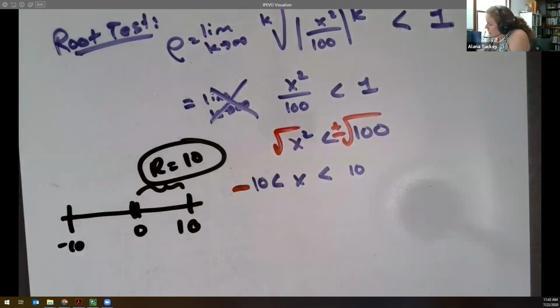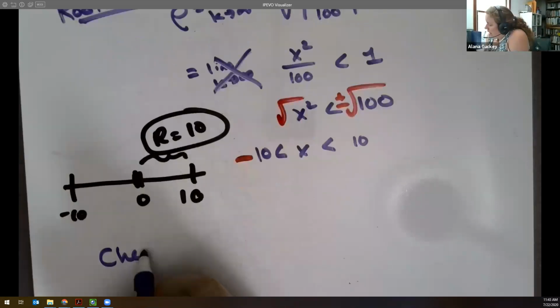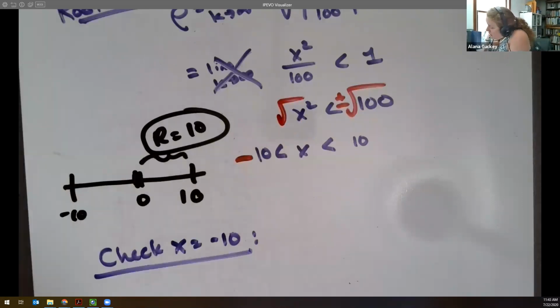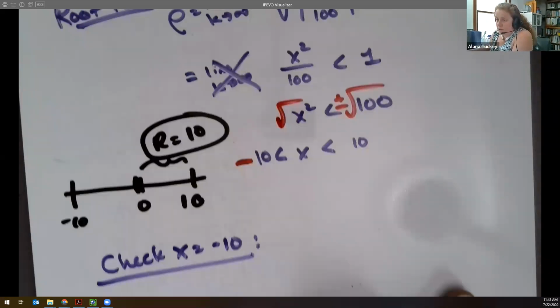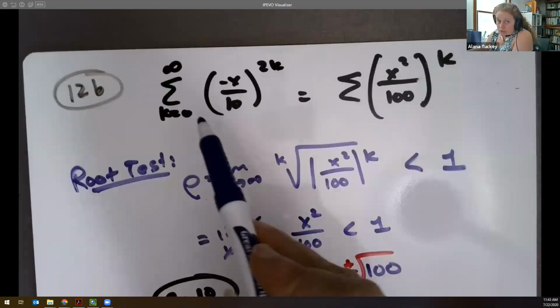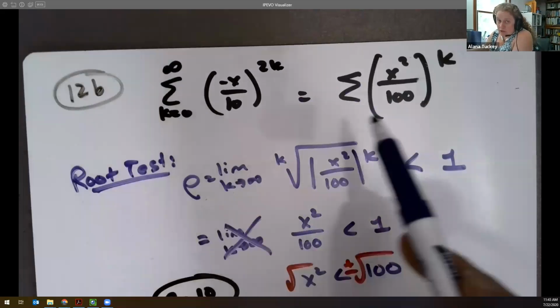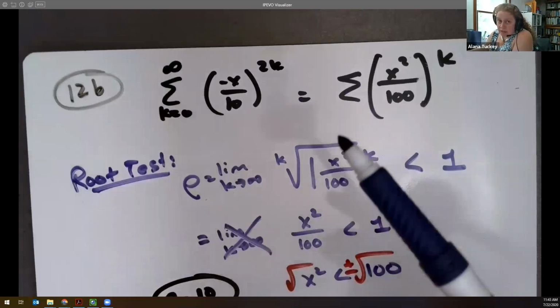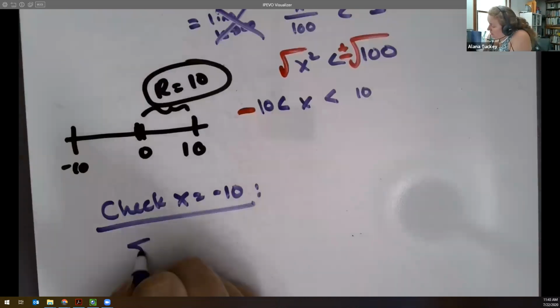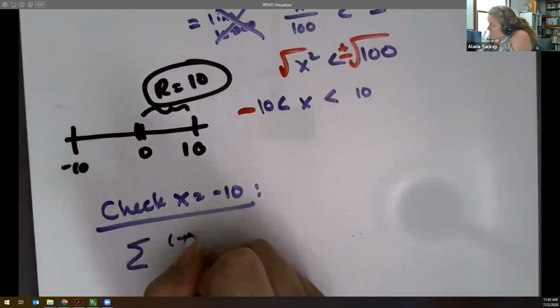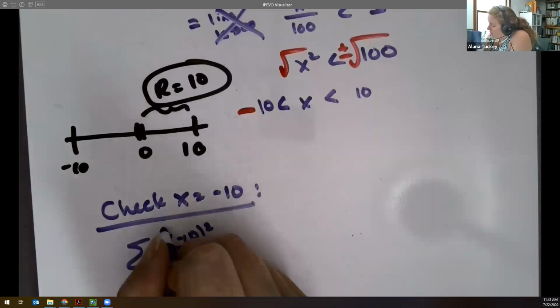So let's check x equals -10. Okay, so again, don't go to the root test. That's not where you go. You go back up to the original series, right? Either one, it doesn't matter. But you're going to let x be -10 in here, right? So if I let x be -10, then my series is -10 squared over 100 all to the k.